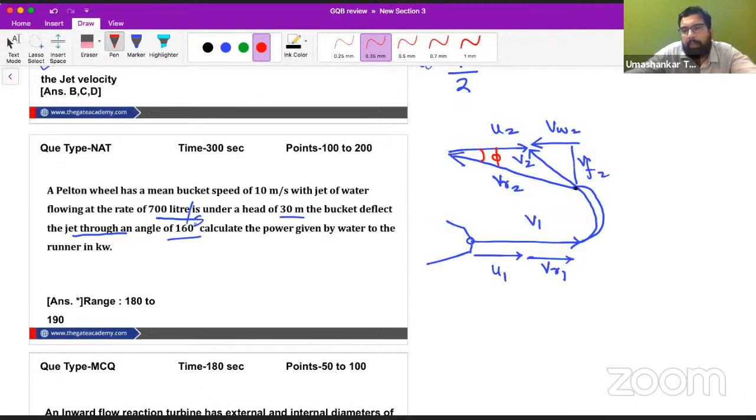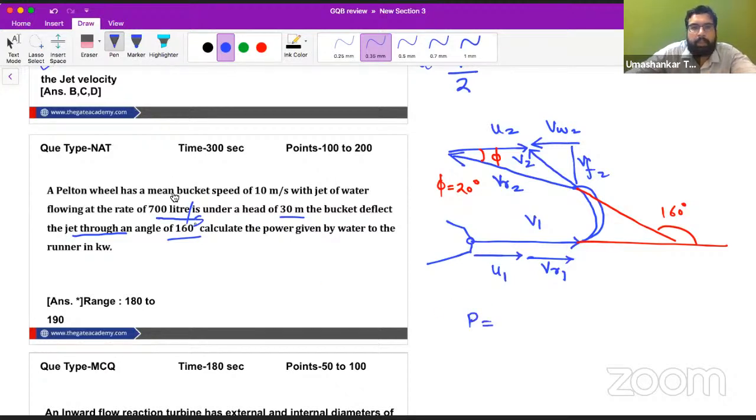Okay, so the jet deflects through 160 degree. That means this angle is 160. So obviously this phi is 20 degree. So what we want is the power given by the water. So what is this power? How can we calculate this power?